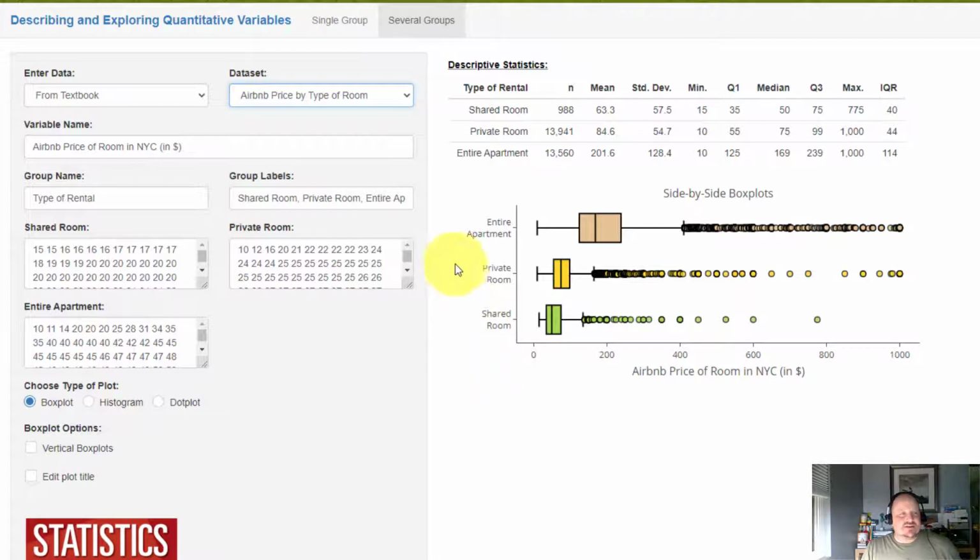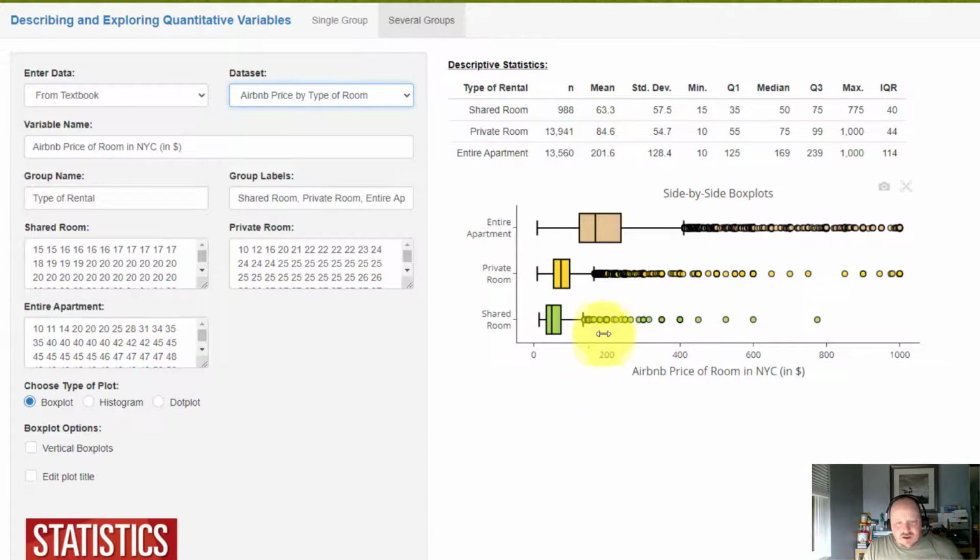So this is Airbnb price by the type of room. As you can imagine, the price in New York City of an entire apartment is going to be much higher than the price of private rooms or even shared rooms. If you take a look at this data, you're actually able to see that the low end, the shared room, is fairly compact, if you will. So the spread is not really out there.